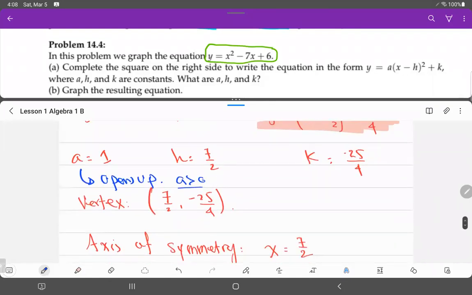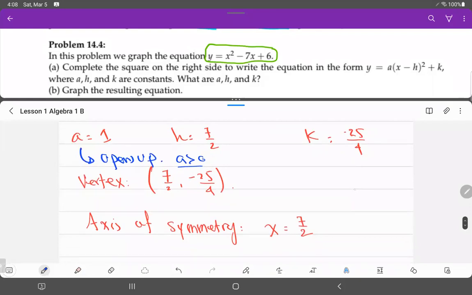For example, now we can say, hey, this is the parabola. So the vertex is at 3.5, something here, and let's say about -6 here. And it opens up. This is the sketch.